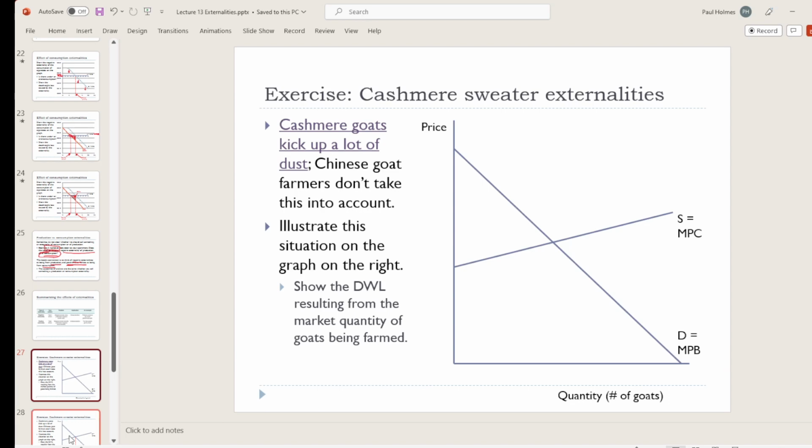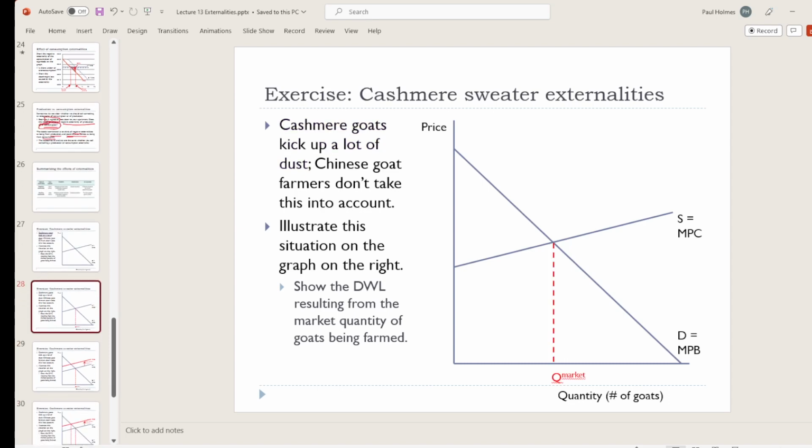Okay, so first off, what's the market level of production? Well, it's where the supply and demand curves meet. So that's right there. There is our market quantity. I've got it labelled Q market there, but you could write market quantity, market equilibrium quantity, whatever you wanted.